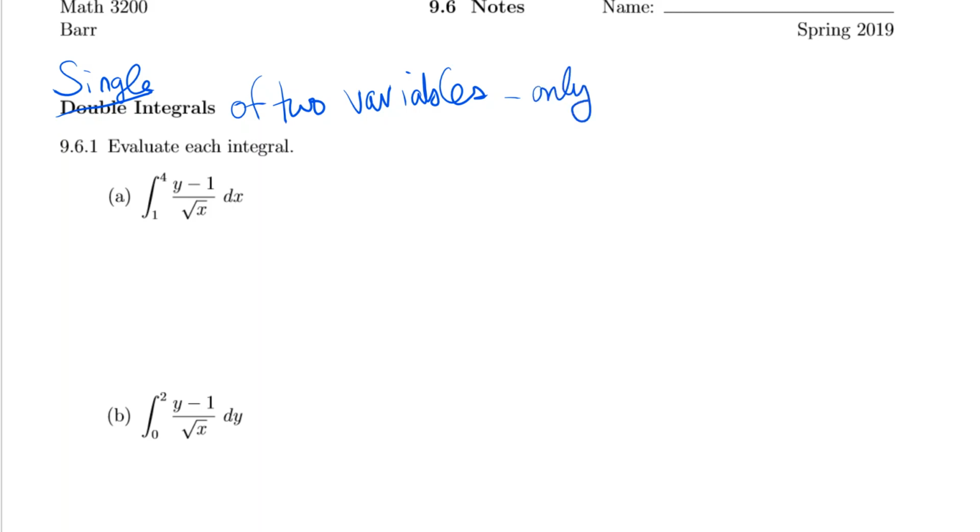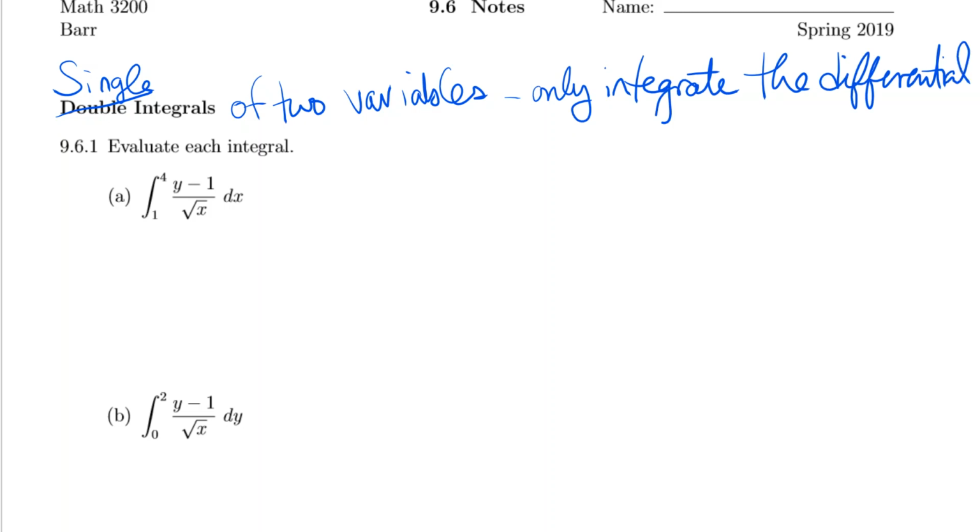Only integrate the differential variable. And you'll see me do this. Allergies like whoa. All right, here we go.